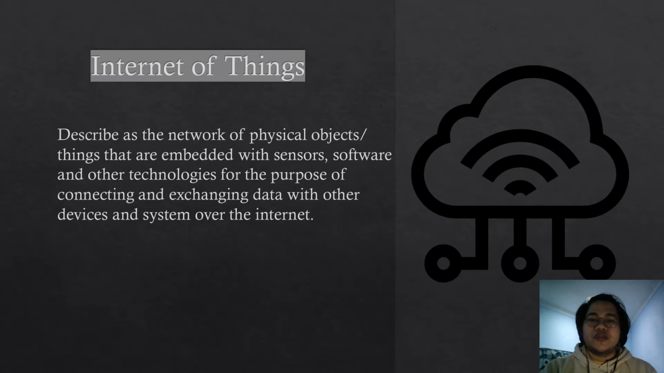So we go to the Internet of Things. The Internet of Things is described as the network of physical objects or things that are embedded with sensors, software, and other technologies for the purpose of connecting and exchanging data with other devices and systems over the internet.